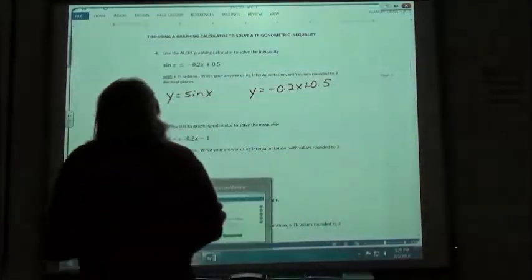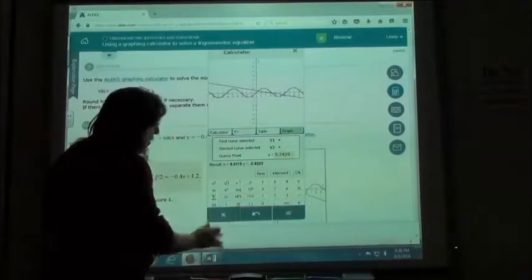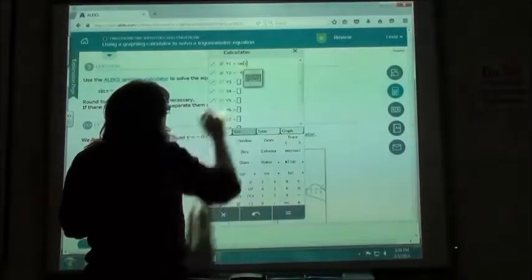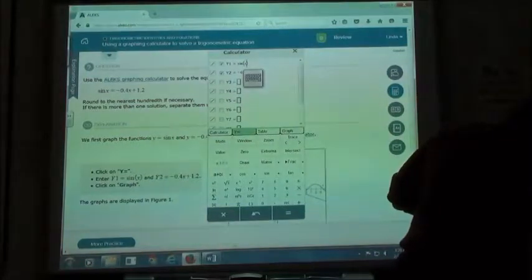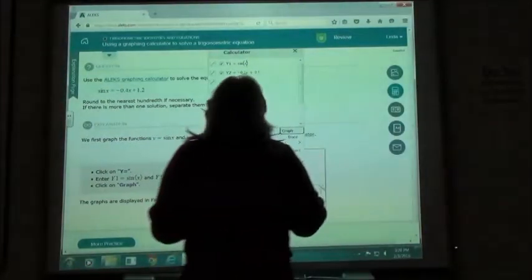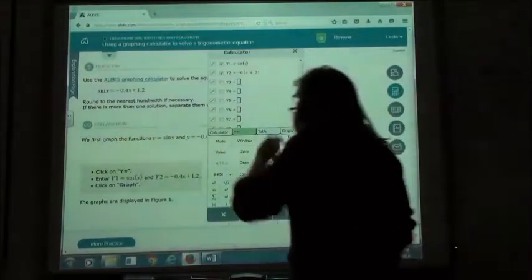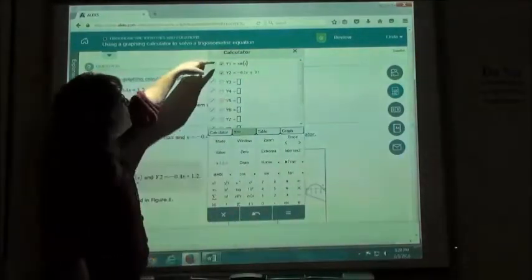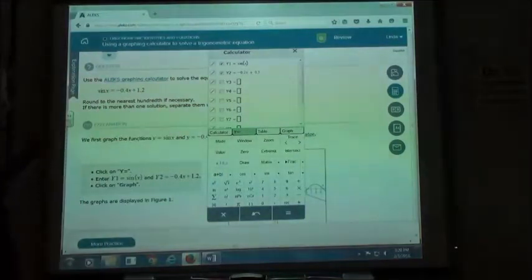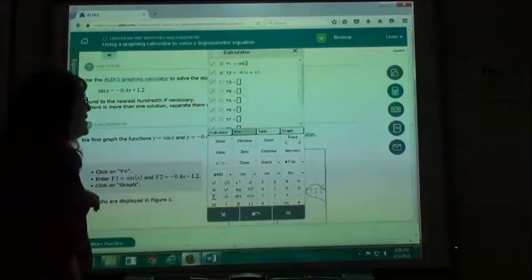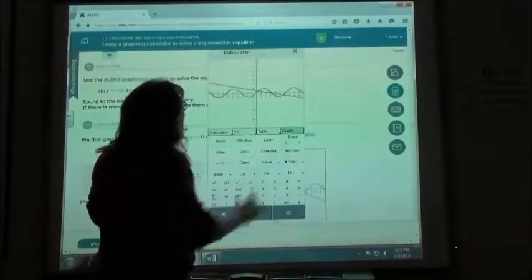So over here on my graphing calculator, if I bring that up, clear that all out. That first one was the sine of x. I don't have to change that one. Sine of x, yep. The second one was negative 0.2x plus 0.5. Well, how handy. That was the same equations we had in problem 3 when they were equal. Now we're doing problem 4 where we're doing our inequality. So again, we would put those in. We would go to the graph.